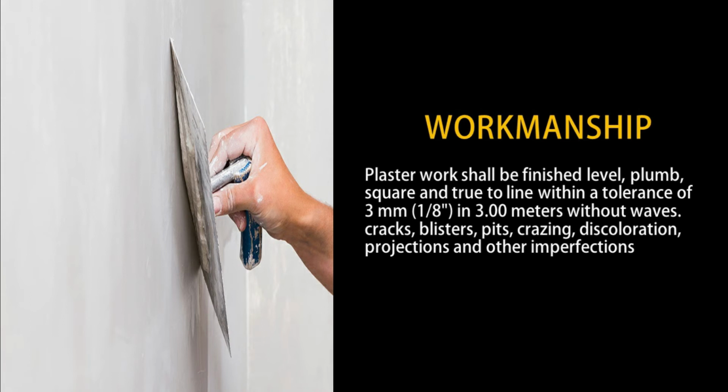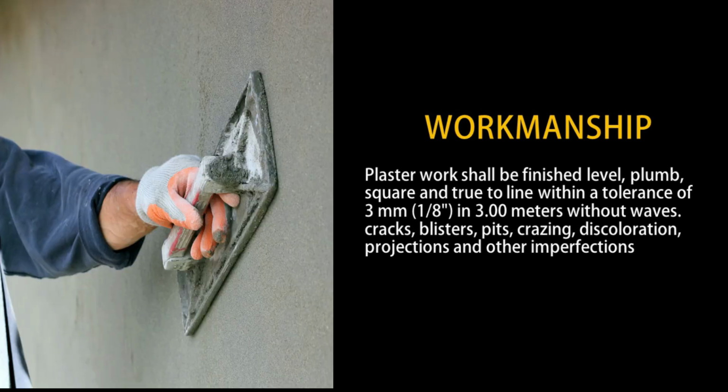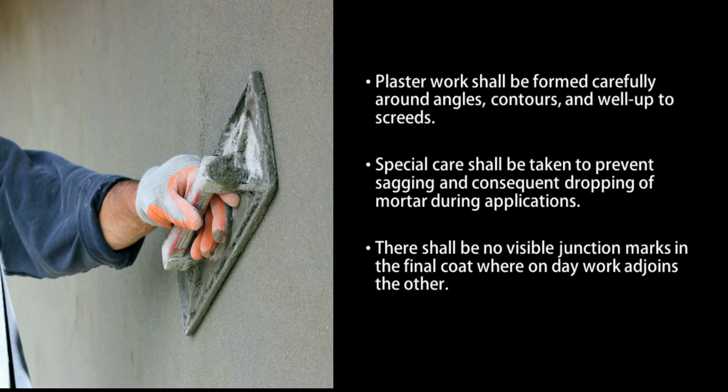Workmanship. Plaster work shall be finished level, plumbed, square, and true to line within a tolerance of 3 mm or 1/8 inch in 3 meters, without waves, cracks, blisters, pits, grazing, discoloration, projection, and other imperfection. Plaster work shall be formed carefully around angles, contours, and well up to screeds. Special care shall be taken to prevent sagging and consequent dropping of mortar during application. There shall be no visible junction marks in the final coat where one day's work adjoins the other.